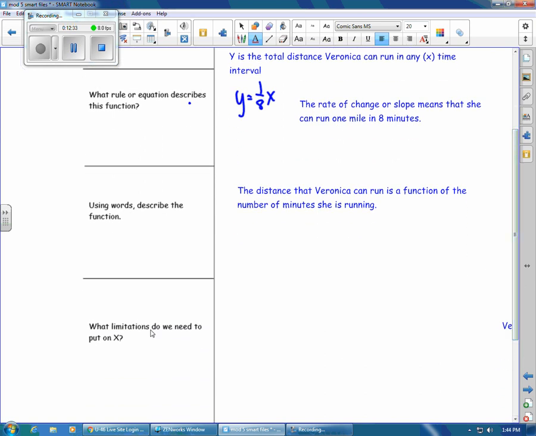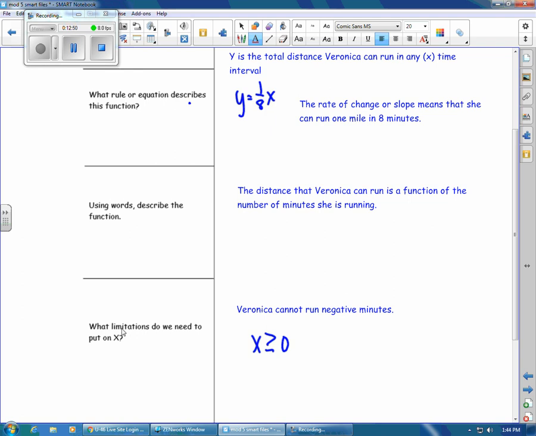What limitations do we need to place on x? Okay, can Veronica run negative minutes? No, she can't. She can't run negative miles. She can't run negative minutes. So our x has to be greater than or equal to 0.